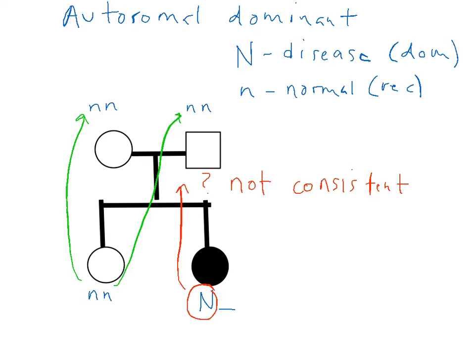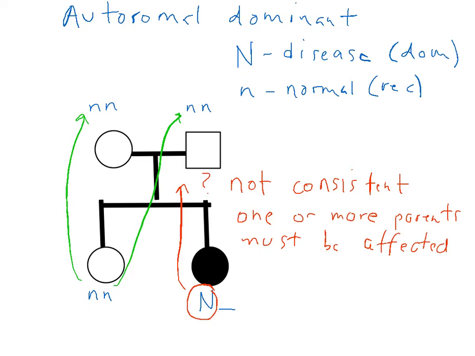That is, one or more parents must be affected to have an affected child. And that's not the case here. So it cannot be autosomal dominant based on this bit of data here.